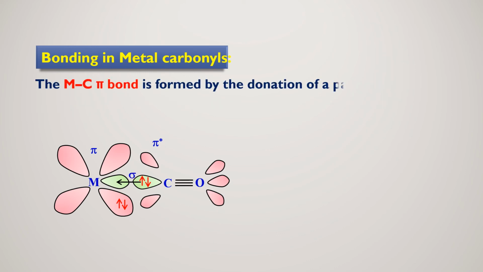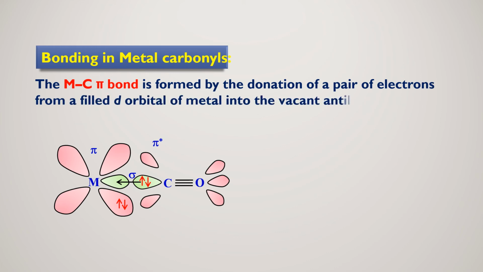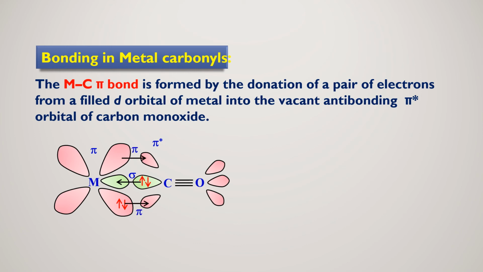Now the metal carbon pi bond is formed due to back bonding. How is it formed? It is formed by the donation of a pair of electrons from a filled d orbital of the metal into the vacant antibonding pi star orbital. Already you have studied bonding and antibonding in first PUC. So pi star orbital of carbon monoxide, you can see, metal electrons are entering into the pi star antibonding orbital of the ligand. That is nothing but pi bonding. Due to this pi bonding or back bonding, the metal carbonyl bond is the strongest bond among all.